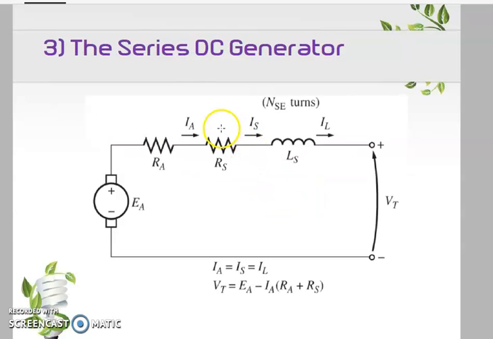Then the DC series generator, same as the DC series motor. The flow of your IA is back from EA to VT. All the current is the same: I load, I armature, I series are the same. And for the equation, you just change it into minus. Okay.